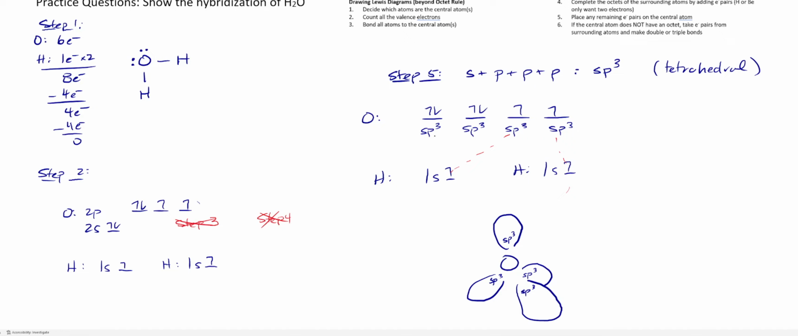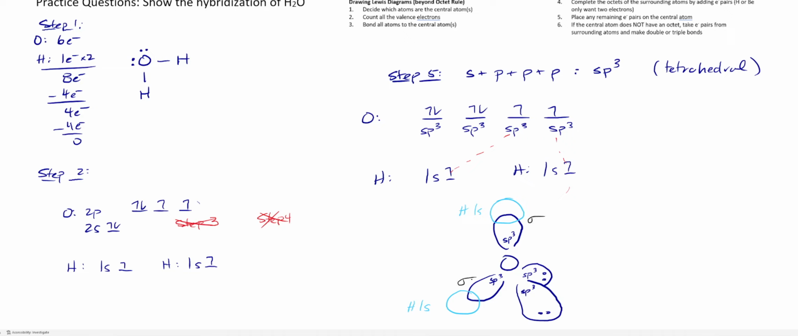2 of those sp3 hybrid orbitals have lone pairs. All right, and then we also have hydrogens here and hydrogens here. So this is a 1s. Recall they're going to be spherical because the s orbital is spherical. And I'm just going to indicate that these make sigma bonds right here.